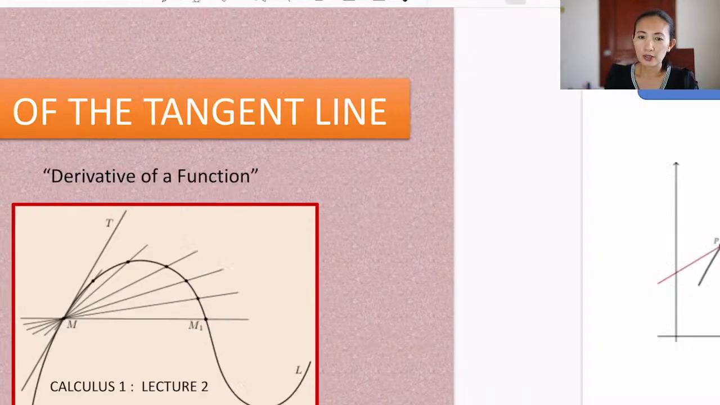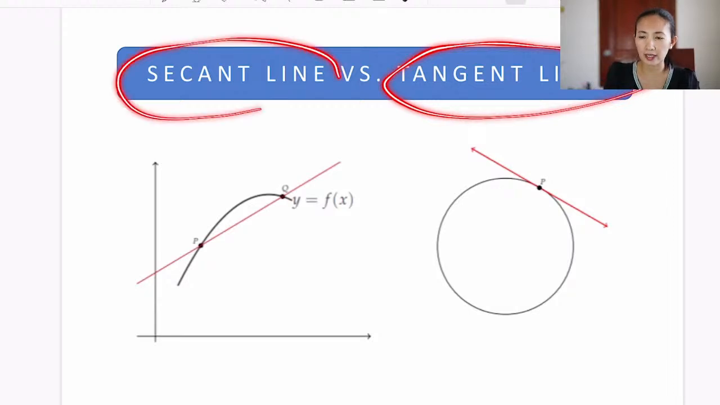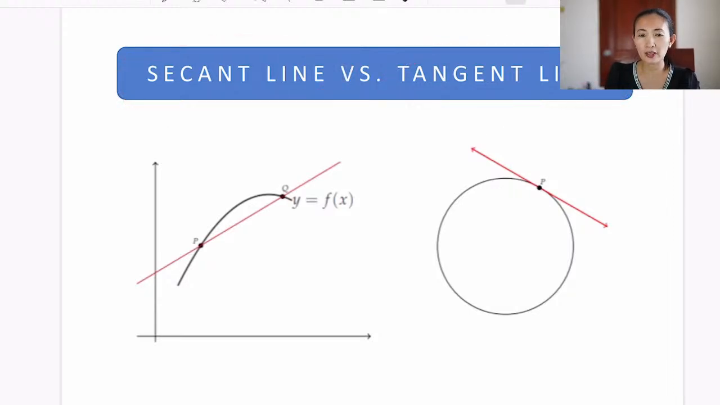Okay. So, let's first recall the difference between a secant line and a tangent line. So, this is our takeoff. We shall derive or define derivative from these concepts. Okay? The slope of the tangent line and the slope of the secant line. Now, first of all, what's the difference between a secant line and a tangent line?